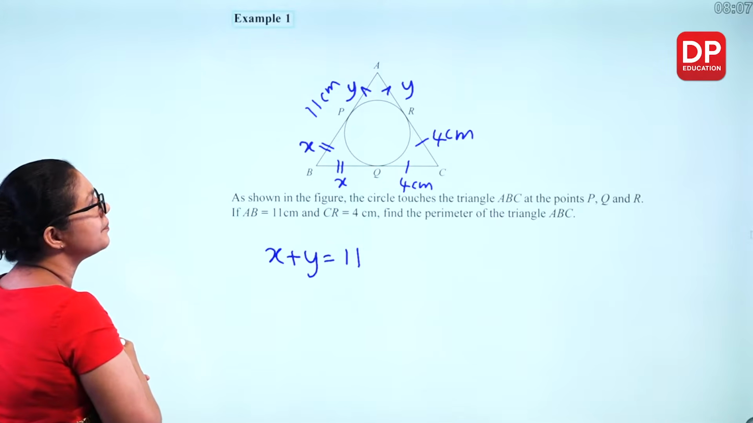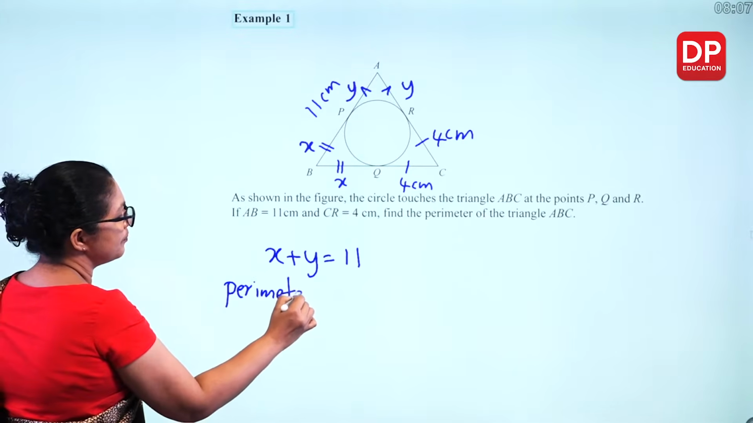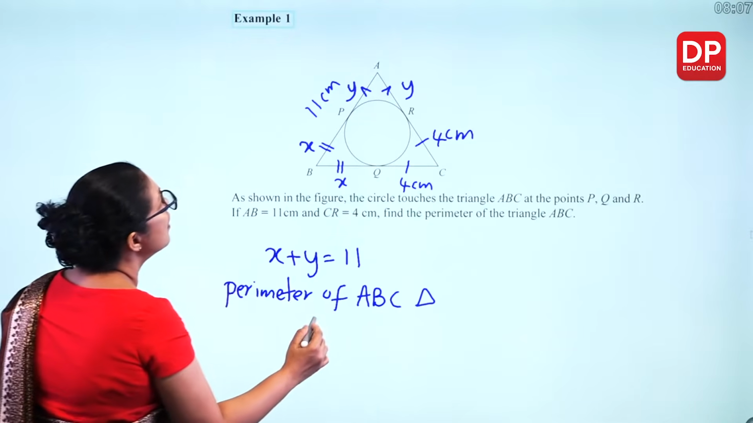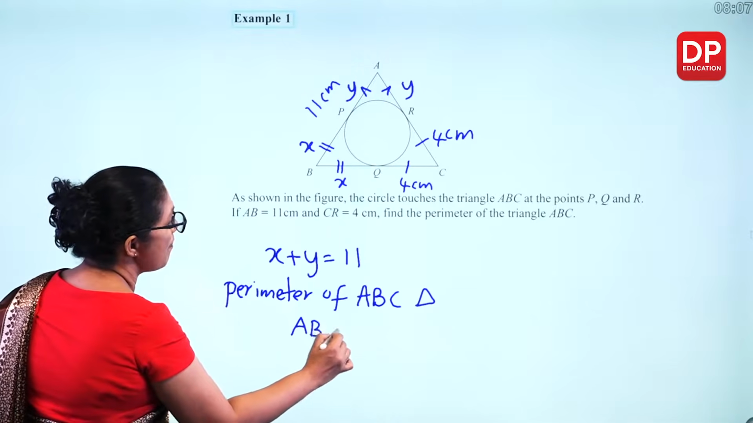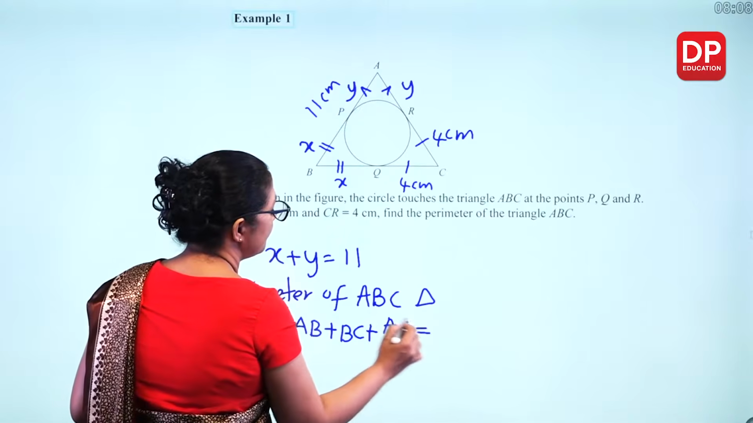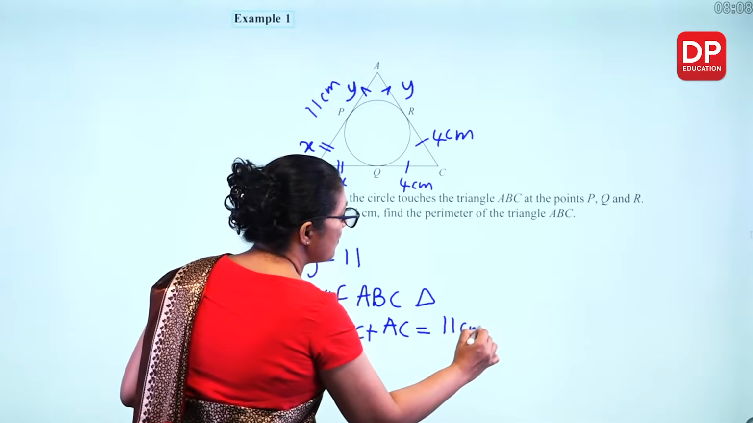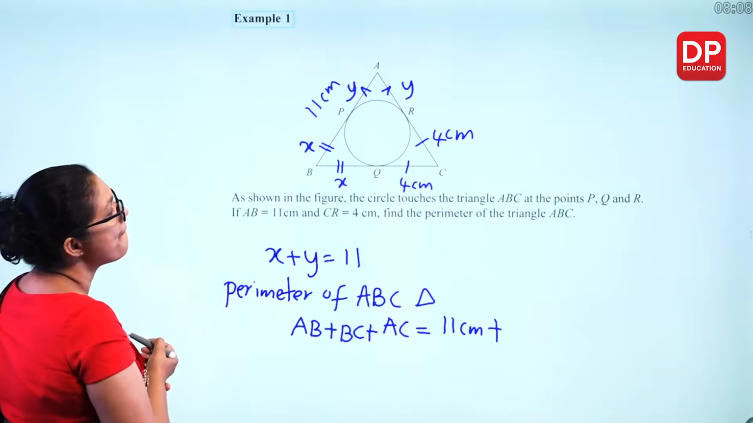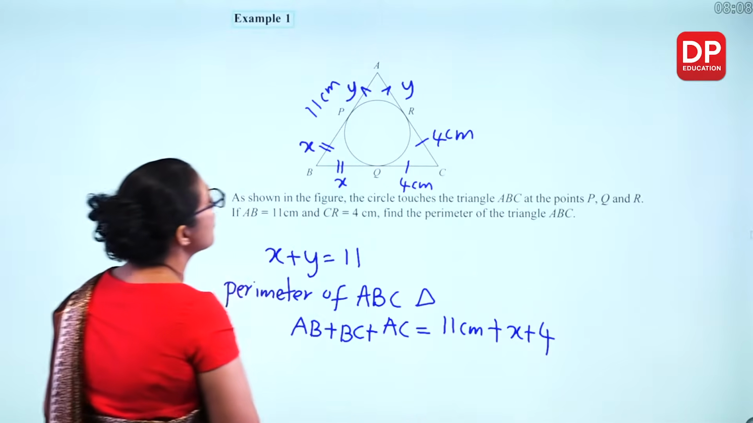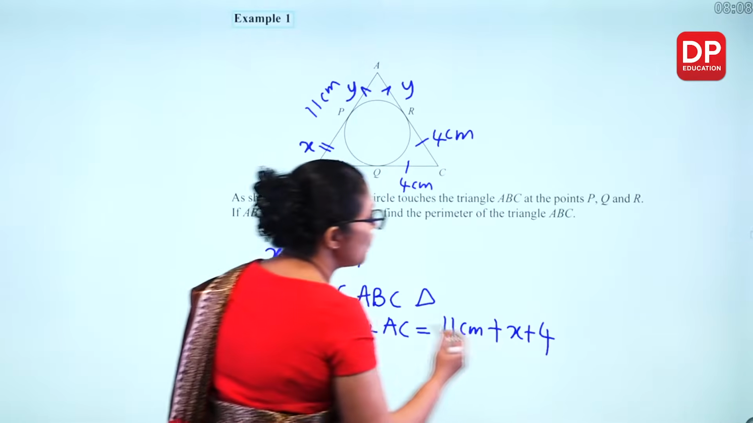What's the perimeter? Perimeter of ABC? AB plus BC plus AC. What is AB? AB we know 11 centimeters. BC? BC is X plus 4. Then AC? Y plus 4.